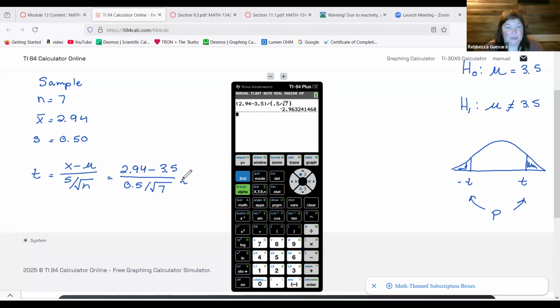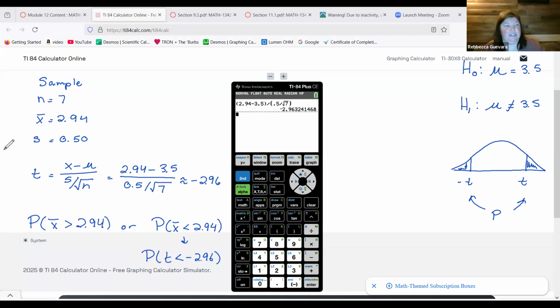Well, that came out accurately close to what we had before. So my test statistic is negative 2.96. So what I originally needed was either a mean that is greater than 2.94, or we were looking for a mean that is less than 2.94. And it looks like we're going to be looking at the less than because we got a negative z-score. So the p-value is the probability that my t-score would be less than negative 2.96. So we're looking really in this tail for right now.